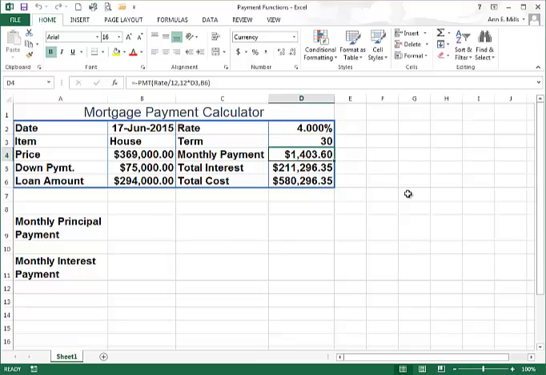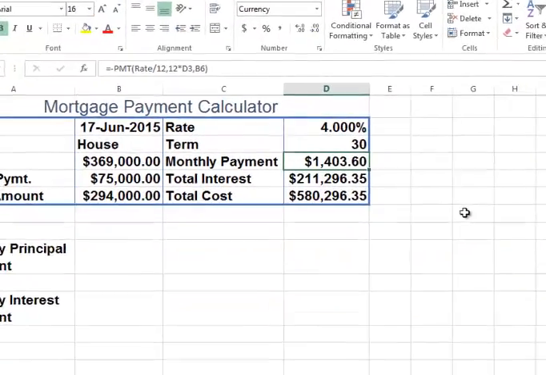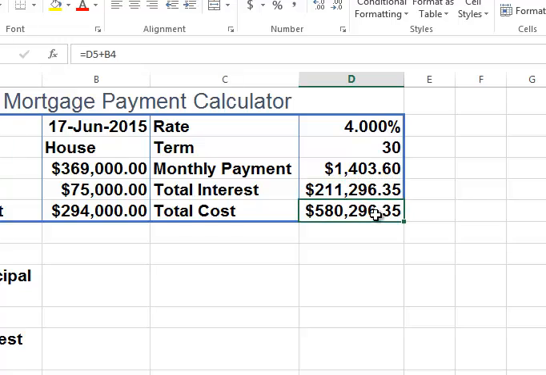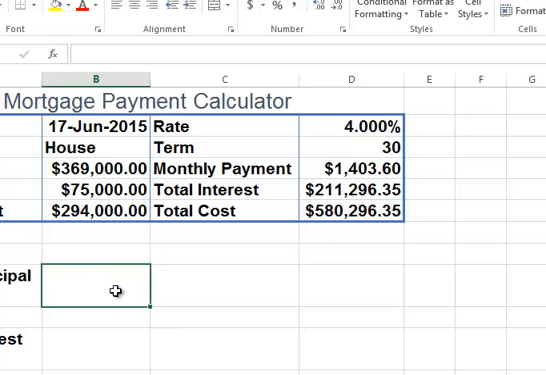So that's how they determined what the monthly payment would be. And they've gone ahead and calculated total interest and total cost as well using simple formulas there. However, we're going to determine what portion of the monthly payment is actually being given or paid towards principal. And in this first example, we're going to determine what portion of the monthly payment is principal based on the first payment that you make.